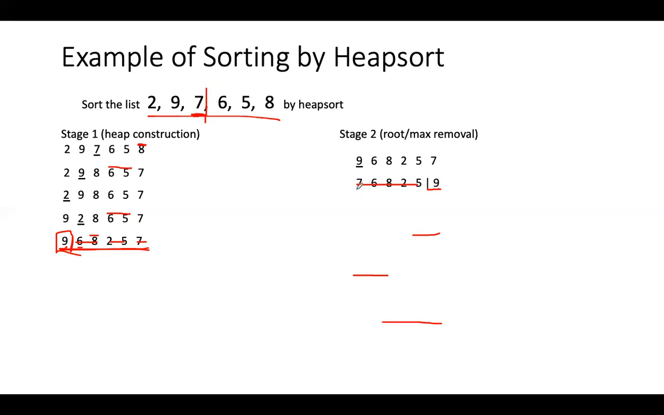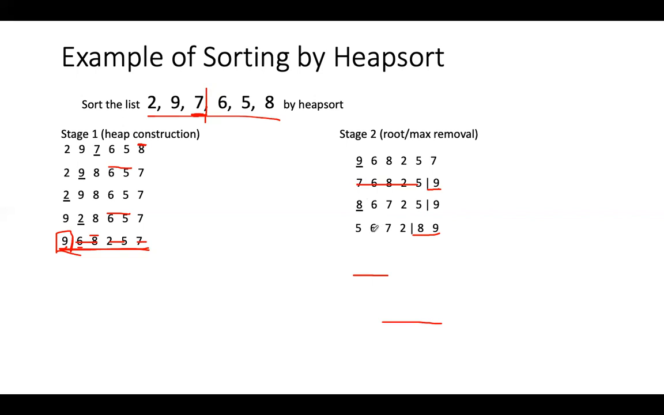Root is 7. This heap is not satisfied because 7 is less than its children, 6 and 8. So with 8, it is less than 7. So swap those 2 things. Now heap is satisfied. From this heap, remove the root 8. That means swap it with 5. So this is the remaining heap, 5, 6, 7, 8.